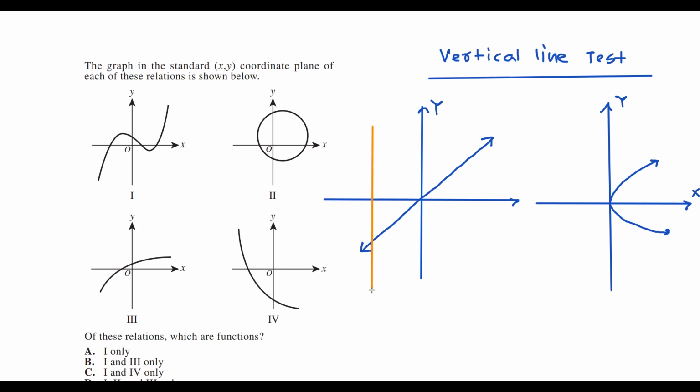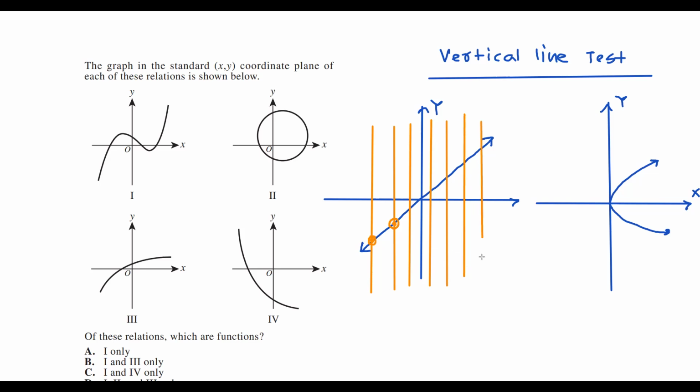So if I draw this vertical line, it is intersecting the graph only at one point, right? Again, this vertical line is intersecting the given graph at only one point, right? And if you do the same process, you'll see every vertical line is intersecting only at one point on the graph. So if the vertical lines are intersecting the given graph at only one point, then that's a function. Then this relation is a function.